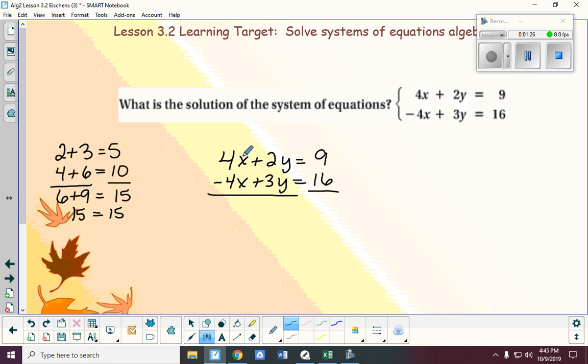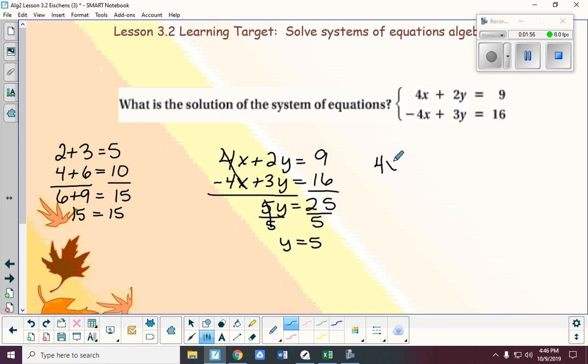Now in this case, if we add the x's together, because one is a positive 4 and one is a negative 4, we end up with 0x, so that cancels. Then we add the y's, and we have 5y equals 25. Now we only have one variable, so we can solve. So y equals 5. Now that we have found one of the variables, we just substitute that back in for y into either of the original equations. It doesn't matter which one you choose.